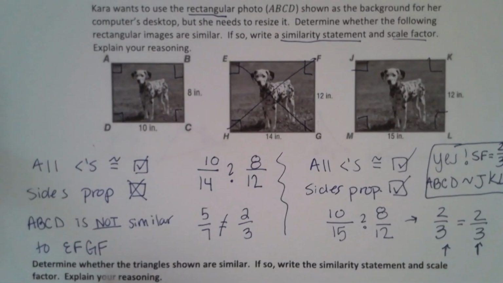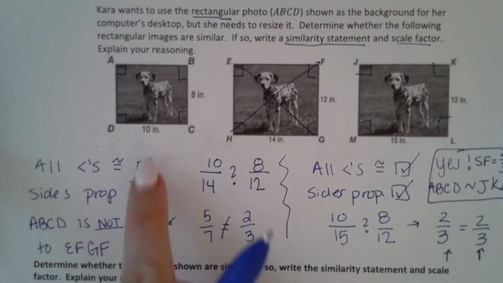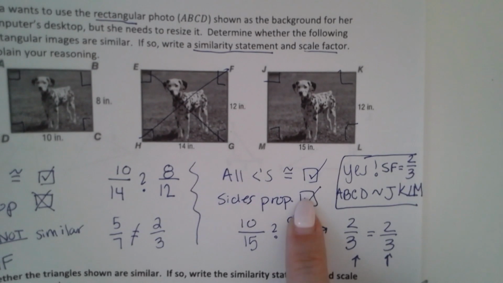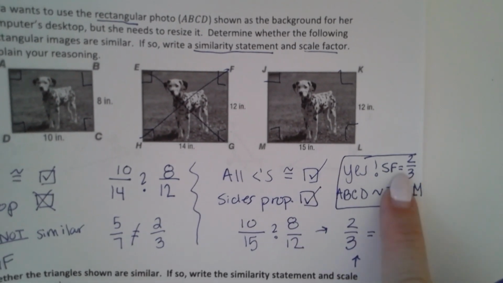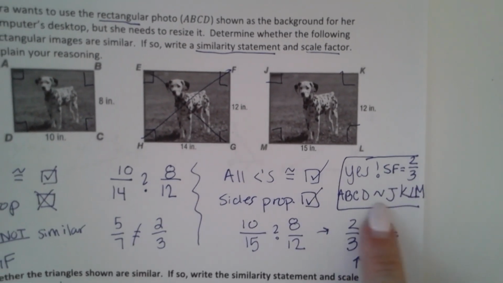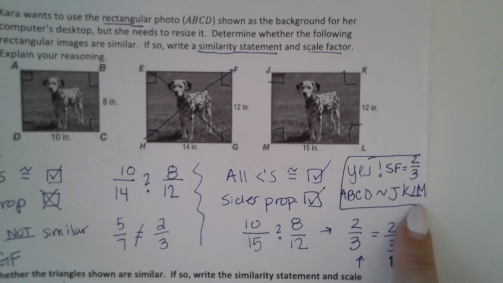So there's our answer. This one was not similar. The angles were equal, but the sides were not proportional. This one, both of them were true. So yes, the scale factor is 2 over 3. ABCD is similar to JKLM.